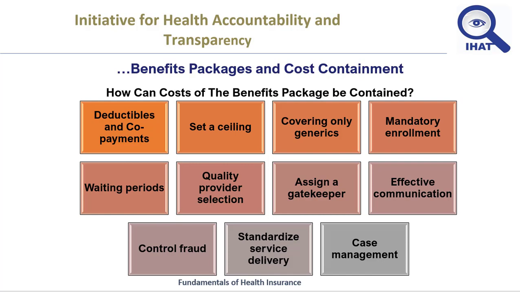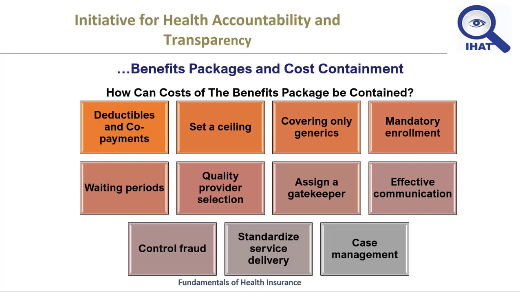Mandatory enrollment and eligibility policy that diversify risk and combat adverse selection is another method of cost containment. For example, this may mean requiring that the whole family enroll and not just the sick and the elderly people. Other cost containment methods include introducing waiting periods for beneficiaries to use certain benefits and to prevent people from enrolling just after diagnosis or when a service is needed.